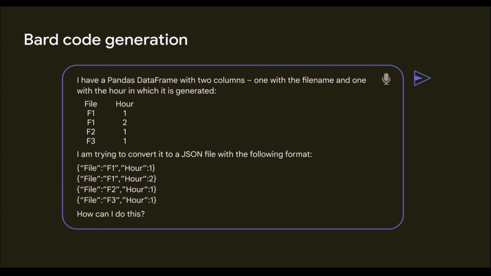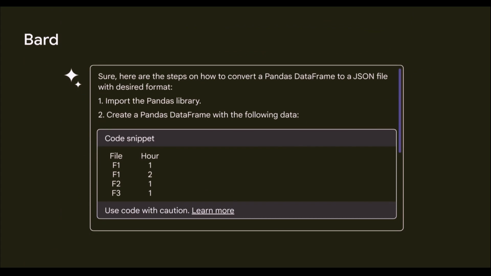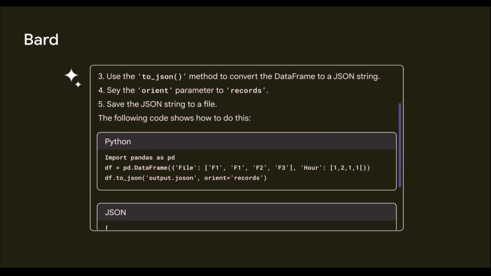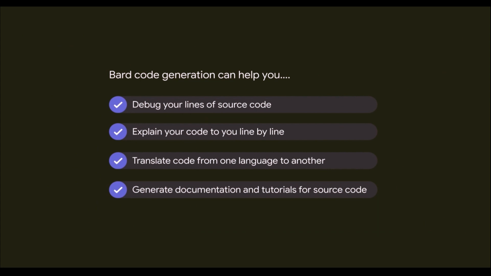Let's look at an example of code generation shown in the second block under code at the top. In this example, I input a code file conversion problem, converting from Python to JSON. I use Bard and I insert into the prompt box the following. I have a pandas data frame with two columns, one with the file name and one with the hour in which it is generated. I've tried to convert this into a JSON file in the format shown on screen. Bard returns the steps I need to do this and the code snippet. And here, my output is in a JSON format.